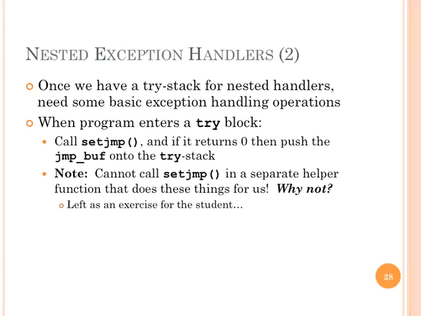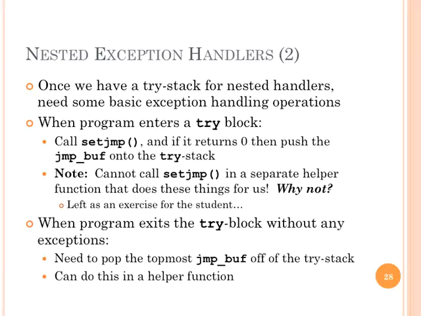But there's a problem with that. And I'm not going to explain what the problem is. It's something for you to think about. But if you understand CDECL and you understand stack frames, it should be relatively straightforward to sort out why you can't have a helper function call set jump for you. You have to call set jump yourself. Okay. Now, like I say, when the program exits the try block without any exceptions, you're done.